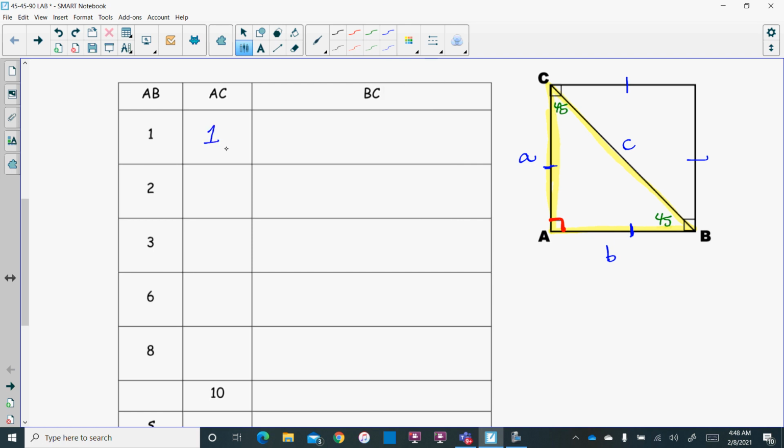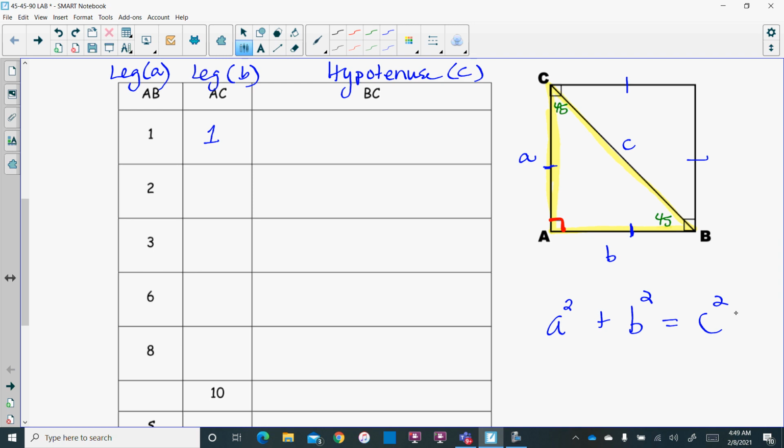To find the hypotenuse, just so we start off, this is the leg, this is the leg, and BC is always going to be the hypotenuse. What we've labeled it as is C. So our legs are the B and the A, and our hypotenuse is always going to be C. To work this out using the Pythagorean theorem, A squared plus B squared equals C squared. This works for all right triangles, all types.